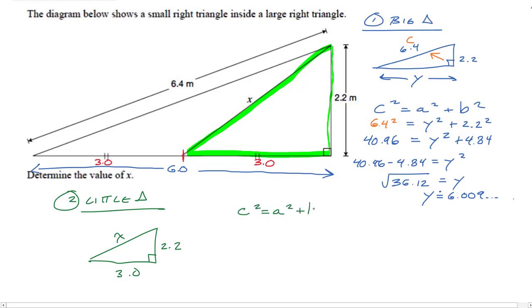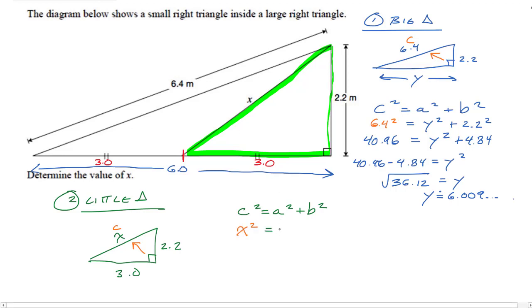So the reason I'm doing this is to show you that a lot of times you're going to have to find something before you find something else. Like you're going to have to go through the steps. You know, what can I find that I can use elsewhere? All right, so which side is the c? It's the x, right? So we got to make sure that is identified properly. So I'm going to replace c with x squared.